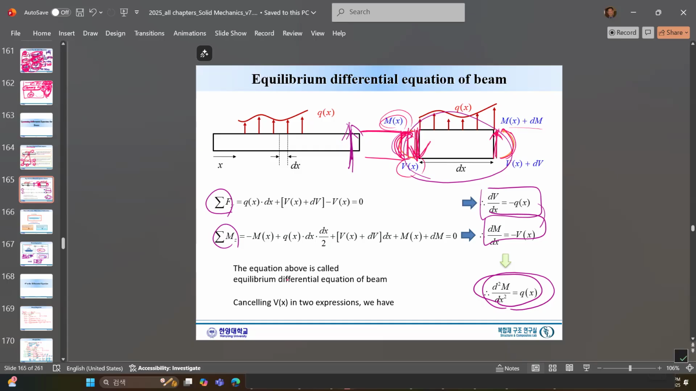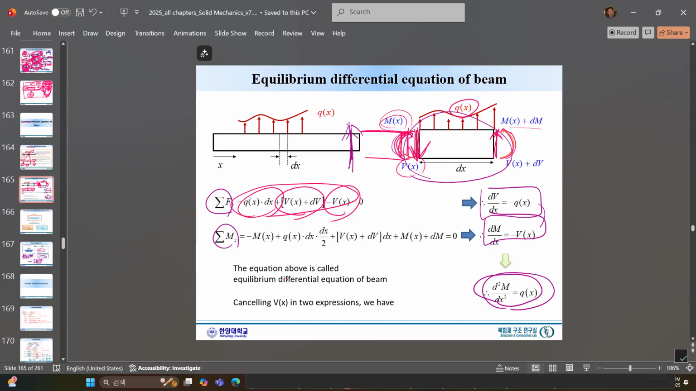Anyhow, if we consider y-directional force equilibrium, on the left we have a minus Vx, on the right Vx plus dV, and then qx dx. This is the distributed force, so we multiply by dx. This is all the y-directional force. They have to be zero, I mean in equilibrium. So we have a zero.